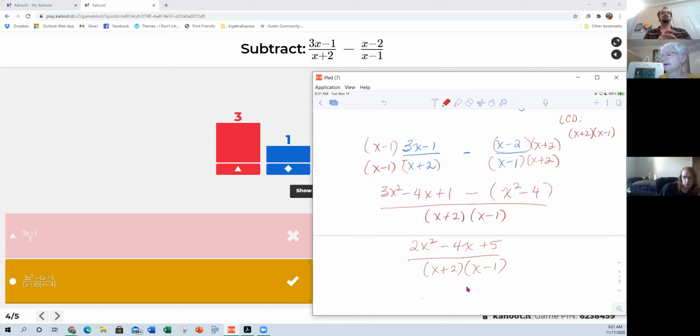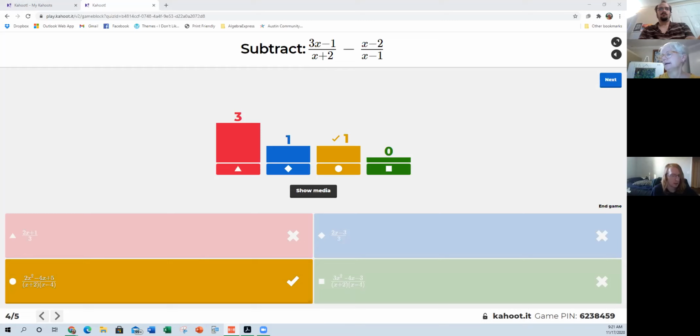So don't forget, you have to get a common denominator. You can't just add or subtract straight across the board. And multiplication and division, it's top times top, bottom times bottom. But when you're doing addition and subtraction, you have to get a common denominator.